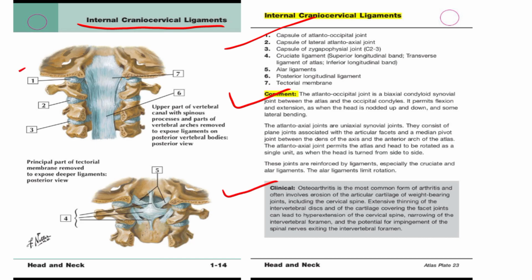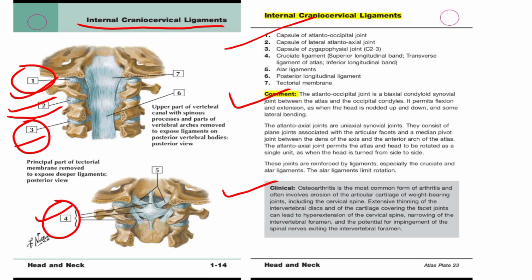In label 1, you can see it is the capsule of the atlanto-occipital joint. Label 2 is the capsule of the lateral atlantoaxial joint. It is present on the lateral side. And label 3 is the capsule of the zygapophyseal joint C2 and C3. These are the capsules. Label 4 you can see here is the cruciate ligament.